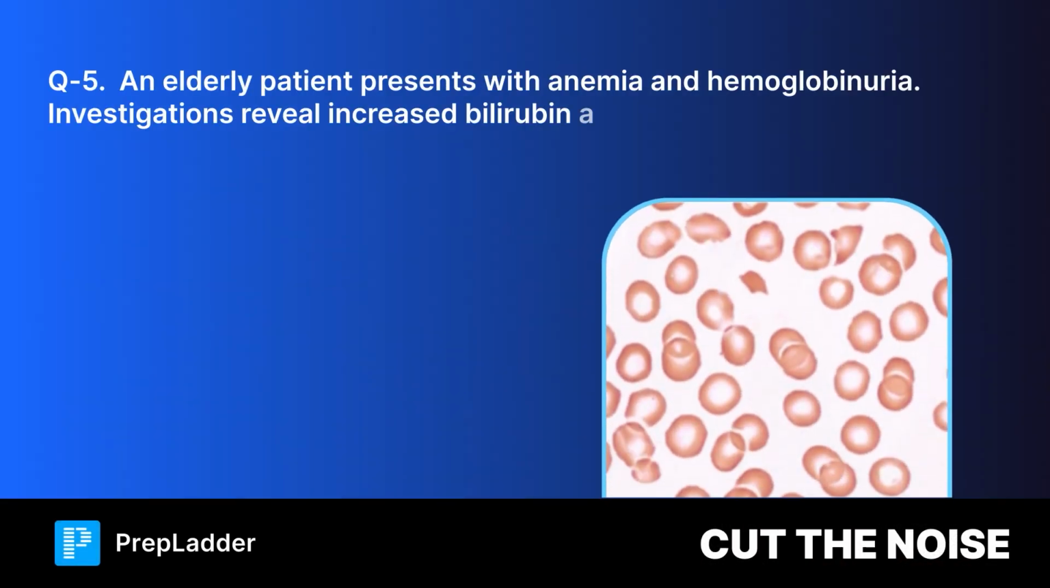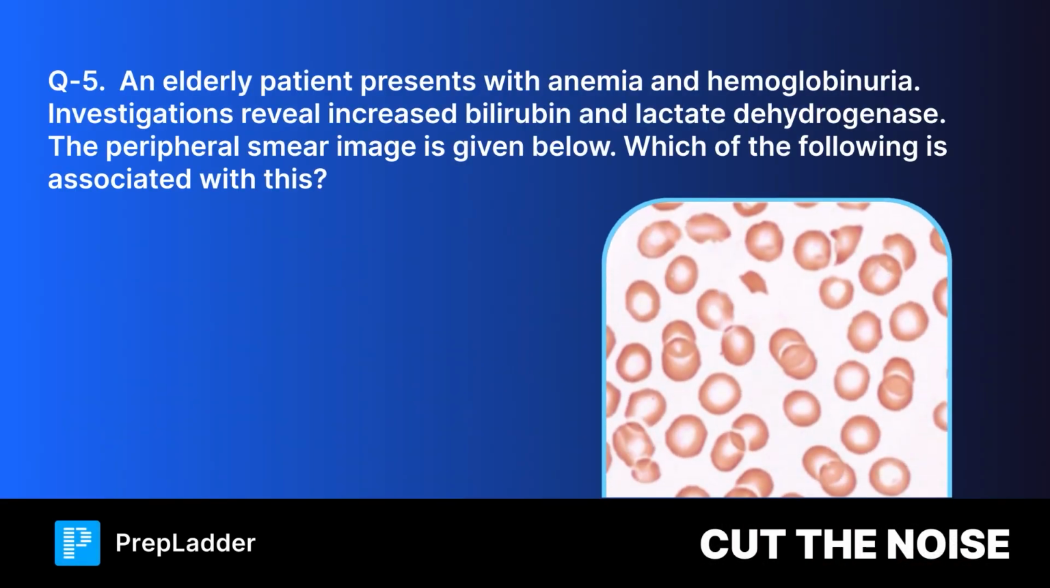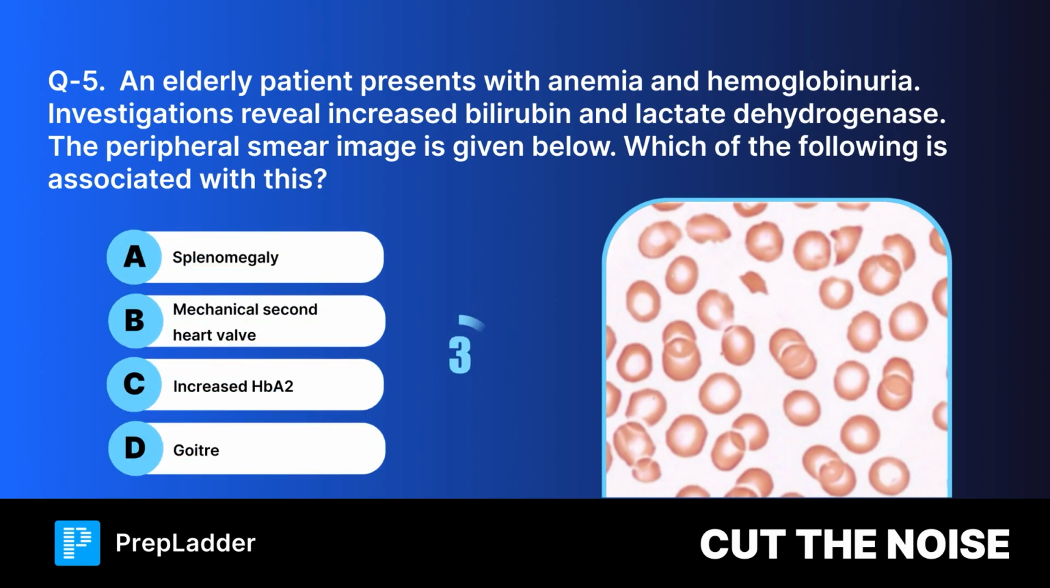Question number 5. An elderly patient presents with anemia and hemoglobinuria. Investigations reveal increased bilirubin and lactate dehydrogenase. The peripheral smear image is given below. Which of the following is associated with this? Your options are. And the correct answer is mechanical heart valve.